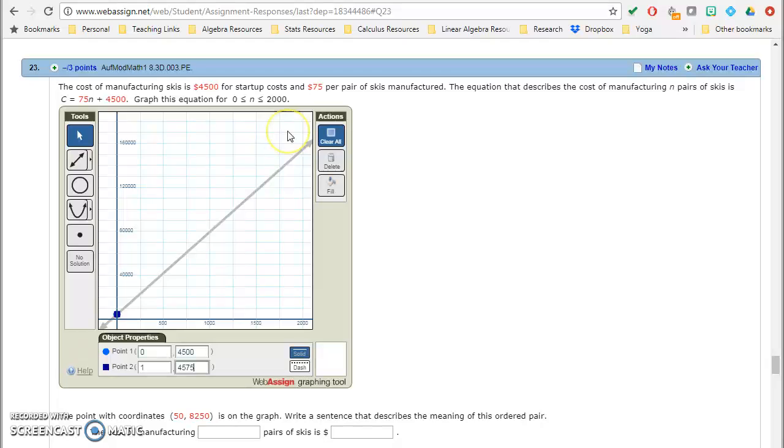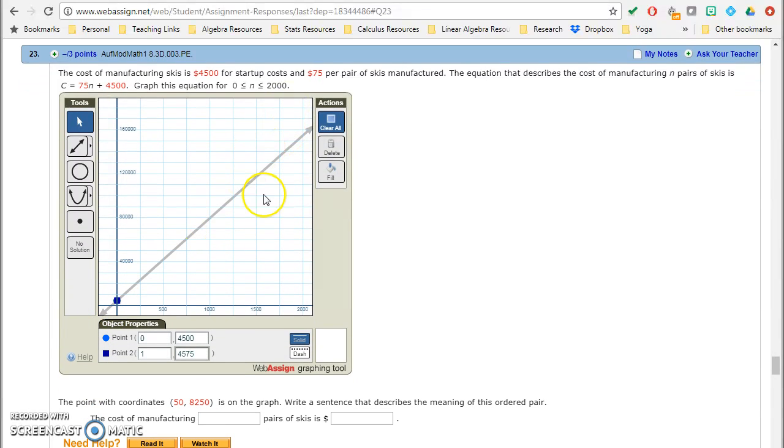This is wrong. Why is it wrong? It's wrong because it points off forever and ever. If I'm running a manufacturing operation where I'm making skis, there's no way for me to make negative skis. So this side of the line is silly. And they specifically told us there's no way we're going to make more than 2,000 skis. We have some price limit on what we can spend. So this arrow is also silly.